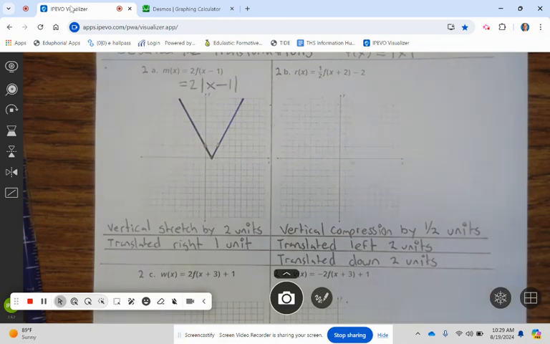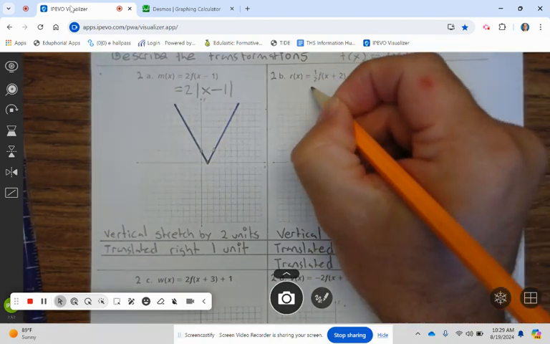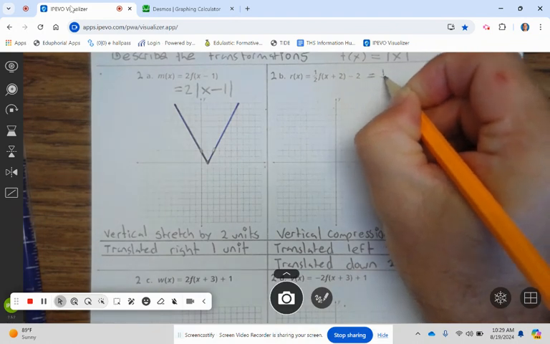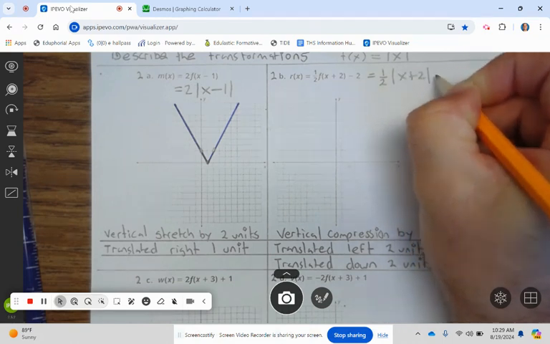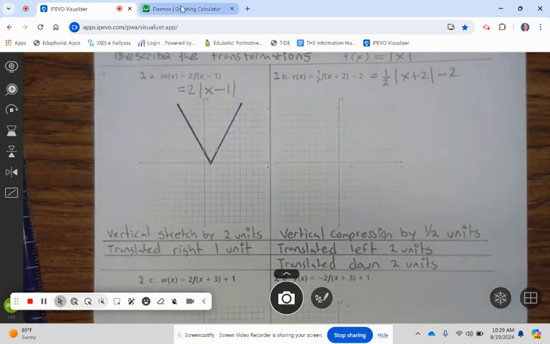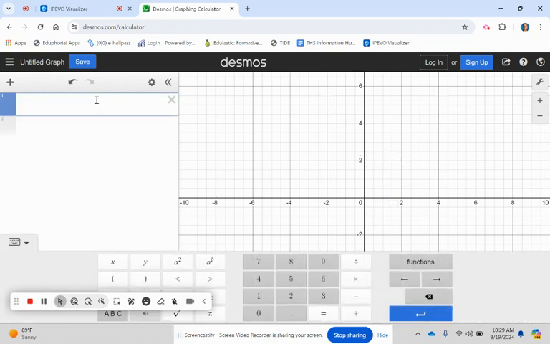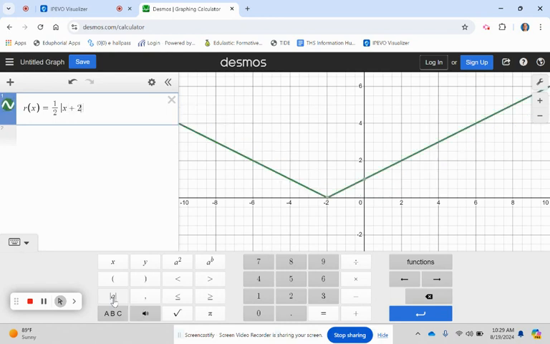All right, let's take a look at 2b. So we can write r of x equals 1/2 f of x plus 2 minus 2 as 1/2 times the absolute value of x plus 2 minus 2. All right, let's go ahead and graph that in Desmos. So I'm going to remove this one. And then that's r of x equals 1 divided by 2, parentheses, absolute value of x plus 2 minus 2.